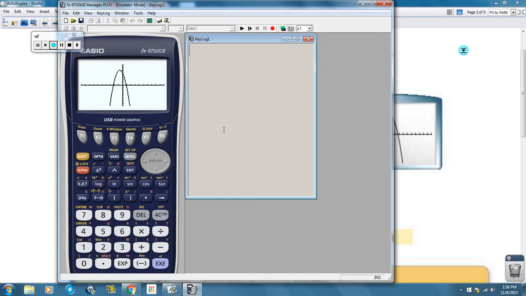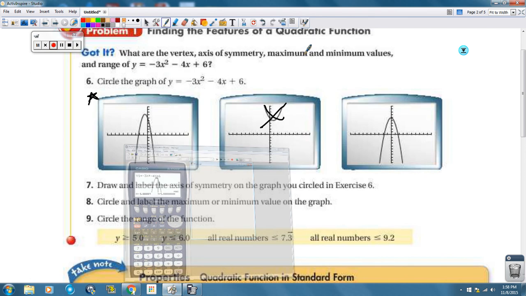I'm going to go back to my graphing calculator, and I need to know what this topmost point is. So I'm going to do G5, and this is opening down, so it's a maximum. And it looks like x is negative 2/3 and then y is 7 1/3.